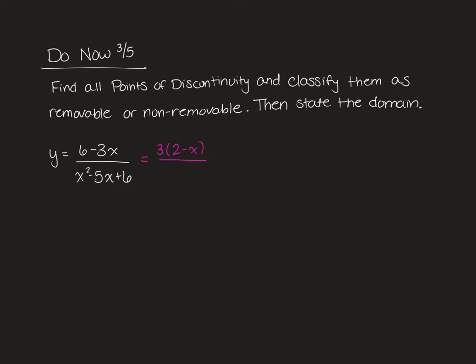In the denominator, we need two numbers that will multiply to 6 but add to negative 5. So we can look at negative 2 and negative 3. So this will be x minus 2 and x minus 3. Now if you notice, x minus 2 and 2 minus x, those are not the same thing. So this is where we need to factor out a negative in order to switch those around.